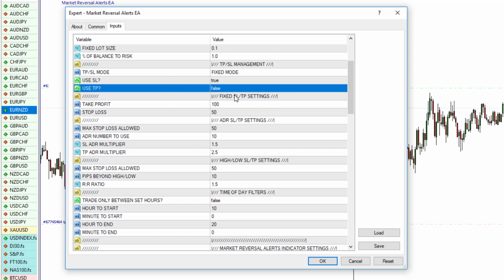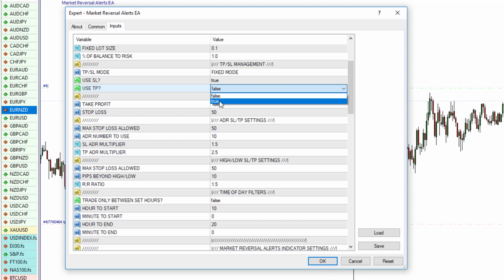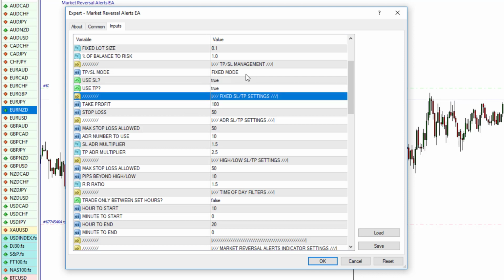This is particularly handy for those that want to use the EA for semi-automated trading, which is how I would recommend using it, so that you're putting it onto your charts and telling it to get in on set conditions that you want to use with the indicator. And then you will be managing your trades manually as well. So this is a good way to do that, to not use a TP, or if you want to basket trade, use a stop loss set to false as well. So that's your fixed mode.